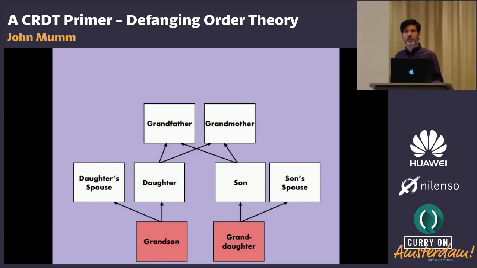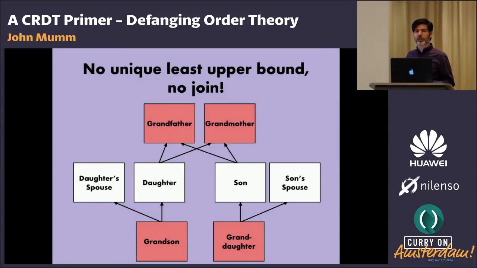So if we wanted to take their join, we're going to have to go upwards in our diagram, right? So we go up to the parents, and then we go up to the grandparents, but actually we have two least upper bounds in this case. So grandfather and grandmother, neither is larger than the other in our order. We don't have a join. We need a unique one in order for it to count as a join.